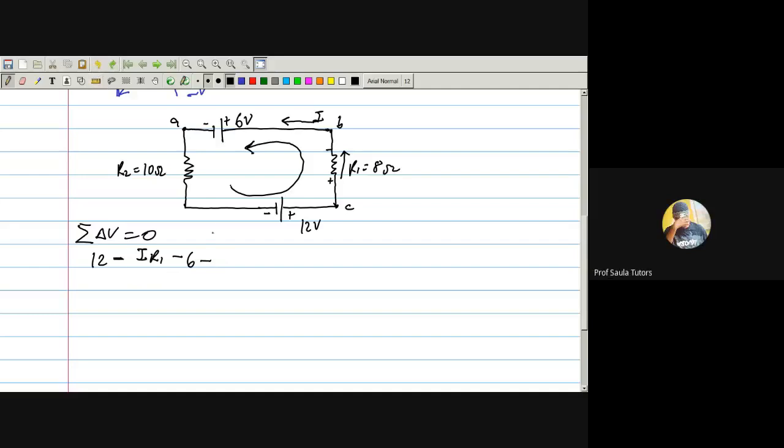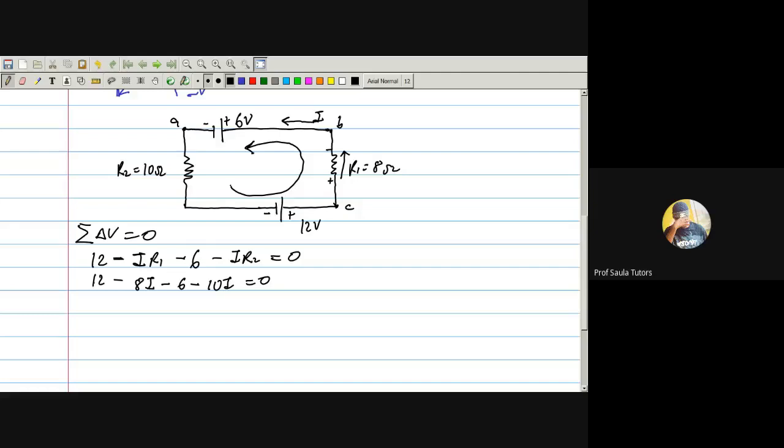Let me just do something like this. This 12. This one is a voltage drop. That's IR1, and my R1 is 8. Let me just help you write IR1. I'll take it slow. Minus 6 minus IR2 equals 0. Do you see that? Yes. Exactly. So this is how we do it. So 12 minus 8I minus 6 minus 10I equals 0.